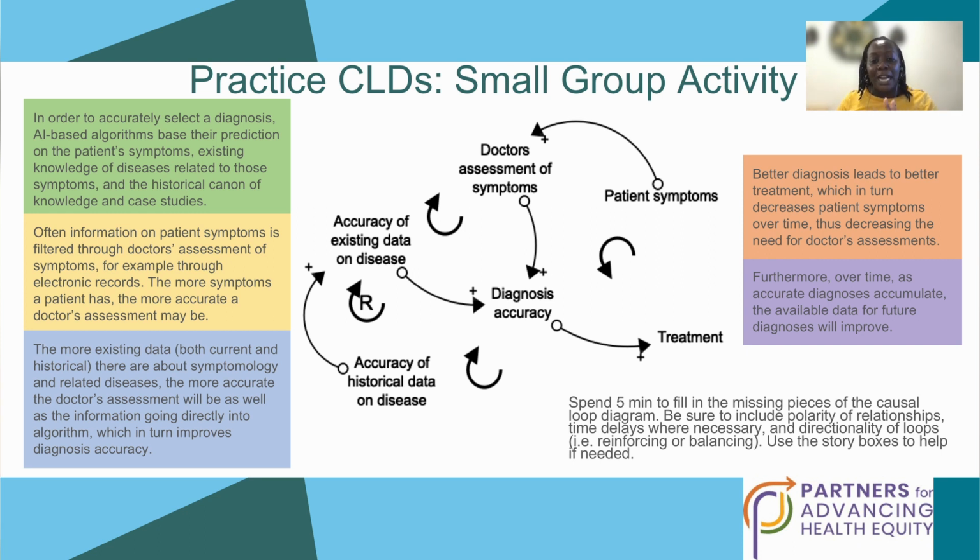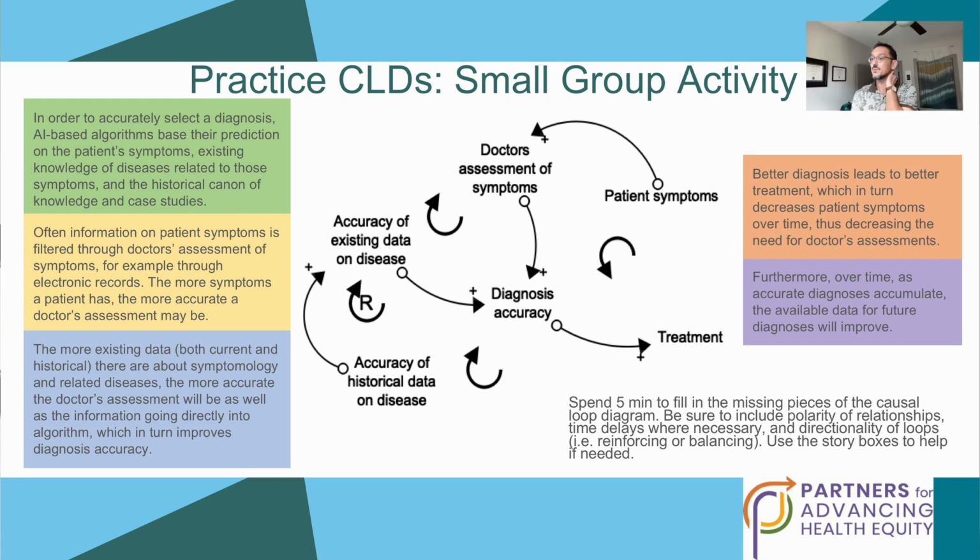Based on the story I just told you, if I wanted to link an arrow between doctor's assessment of symptoms and, say, accuracy of existing data on disease, what direction would that arrow go, and what polarity would that arrow be? Anyone can raise their hand and speak up, or put it in the chat, or ask a question if you're confused.